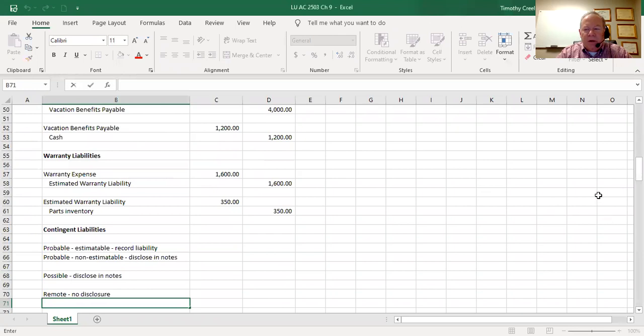Hello. Going to talk a little bit about current liabilities and how they're accounted for. So we're going to go ahead and open up the screen. Okay, so some typical current liabilities.